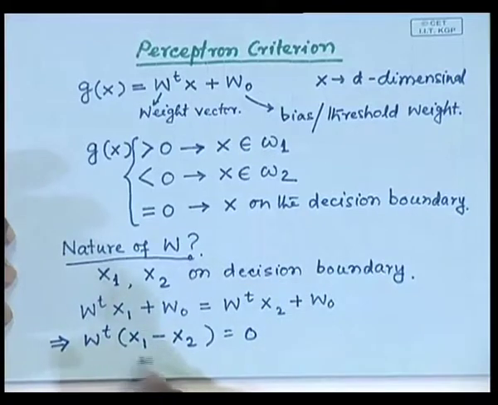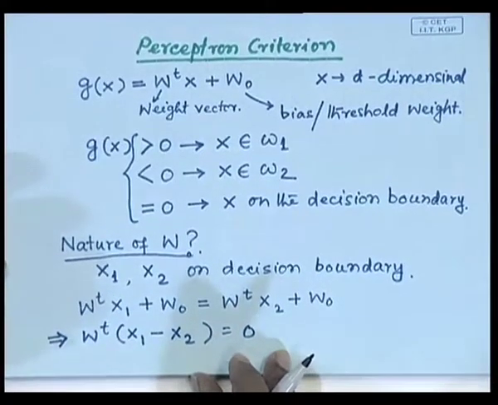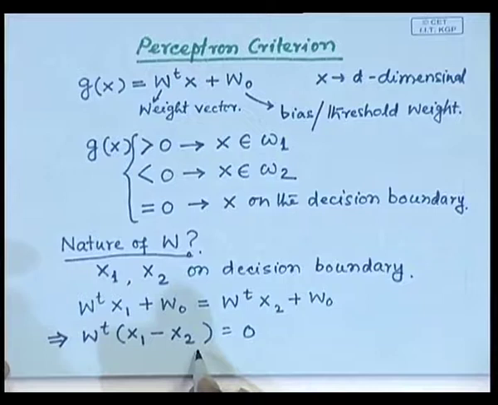Now, what is this x 1 minus x 2? x 1 minus x 2 is nothing but a vector lying on the decision surface, because x 1 is on the decision surface, that is a vector. x 2 is also a vector lying on the decision surface. x 1 minus x 2 is a vector which is lying on the decision surface, and w transpose (x 1 minus x 2) is the inner product of w with the vector x 1 minus x 2.